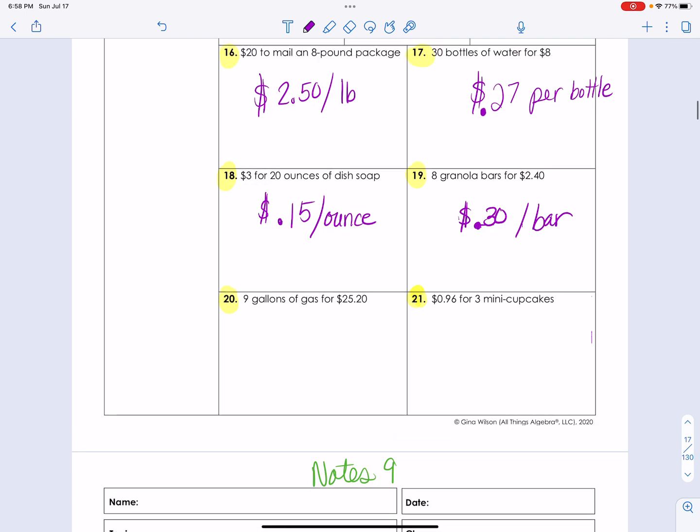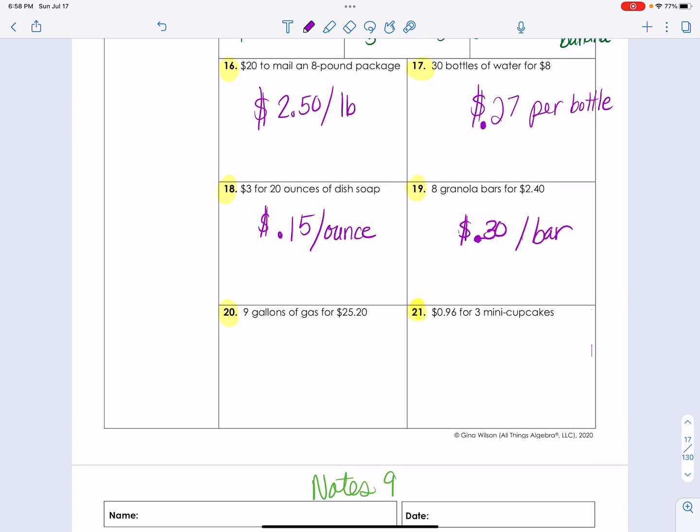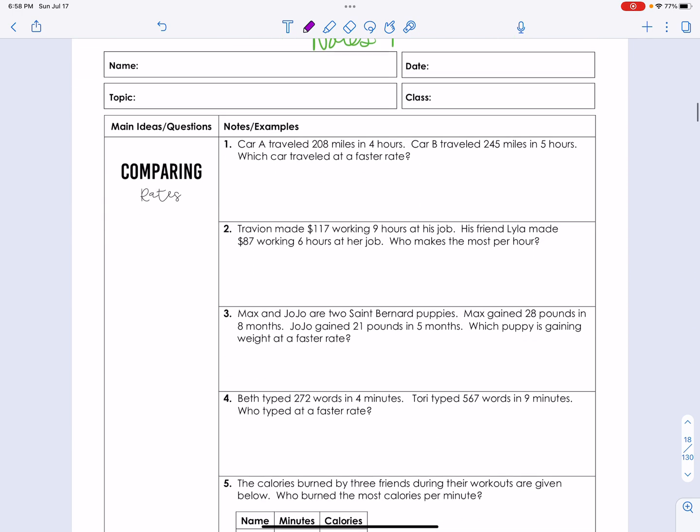The next one you would take 25.20 and divide. So this would be $2.80 per gallon. And then the last one is 32 cents per cupcake. Okay. All right, so turn the page. We're going to keep going.